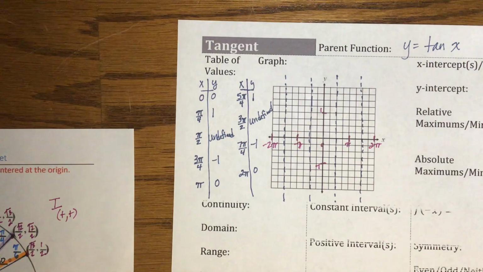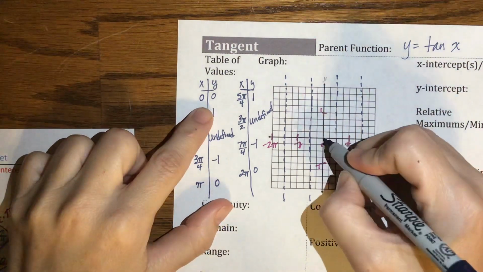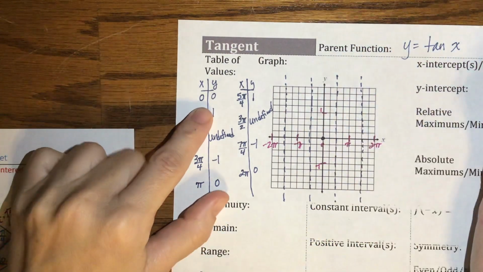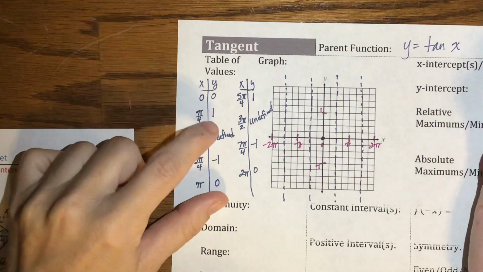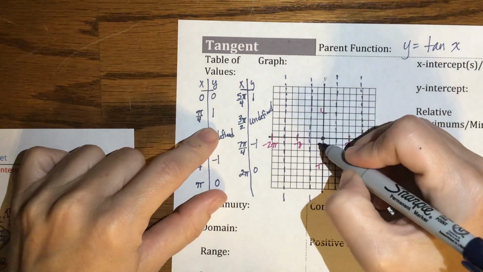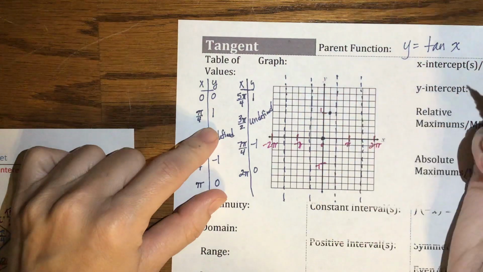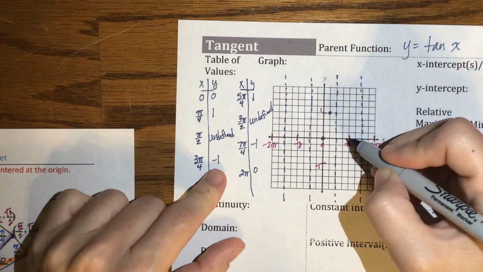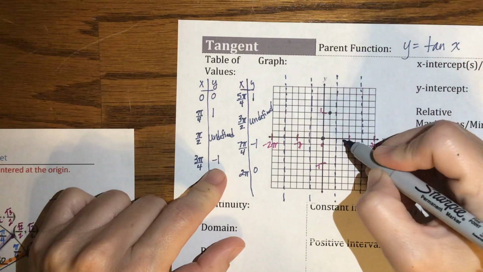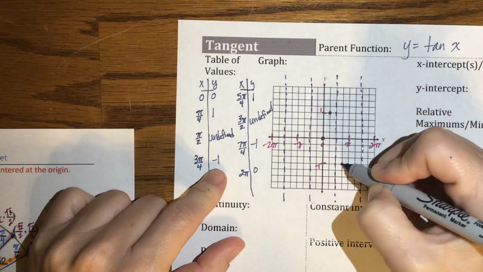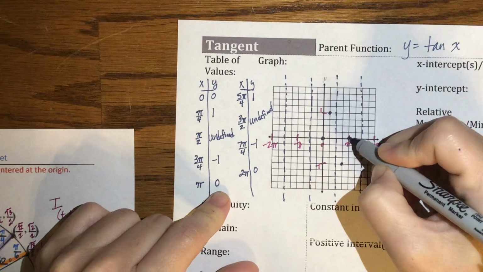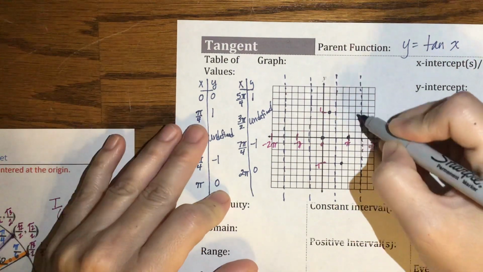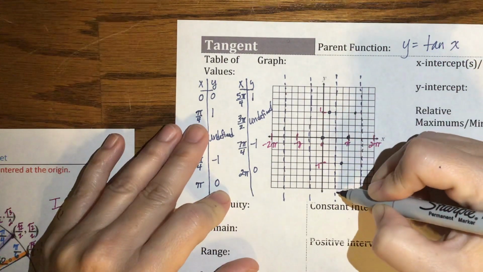All right. Now, watch what happens when I graph my points. 0, 0. Pi over 4, 1. Undefined. 3 pi over 4, which is here, negative 1. Pi is 0. 5 pi over 4, 1. That's the first one where we got to see the whole thing.